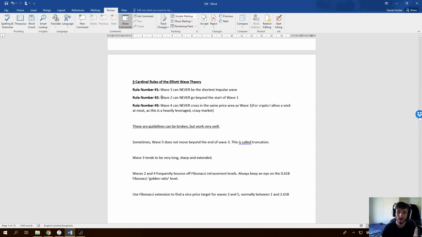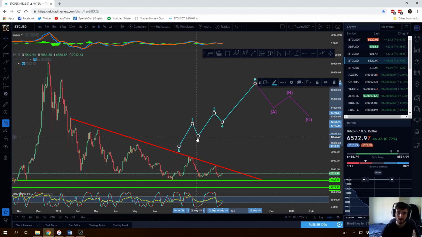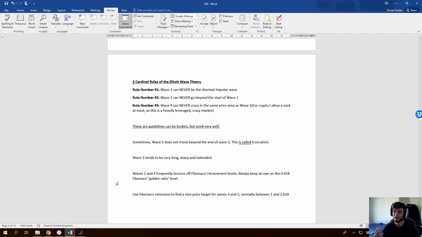Rule number 2: wave 2 can never go beyond the start of wave 1. So wave 2 here can never go beyond the start of wave 1. So this would not be a valid count. Wave 2 would normally see a sort of 50% retracement, but it can never go beyond the start of wave 1. That would not be a valid count, and you would have to recount your impulse wave. Or look at it, maybe you're in a correction, etc. So wave 2 can never go beyond the start of wave 1.